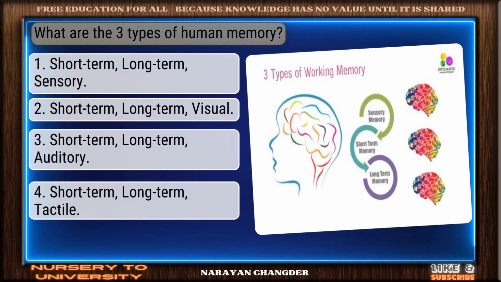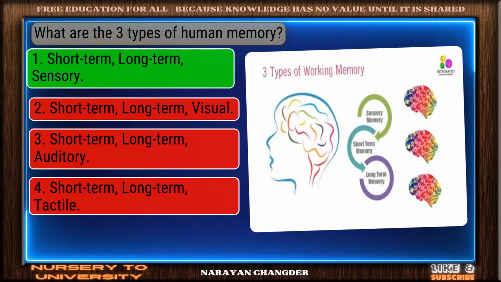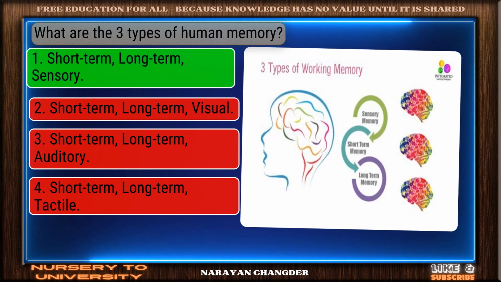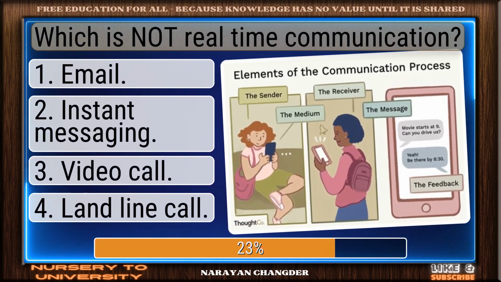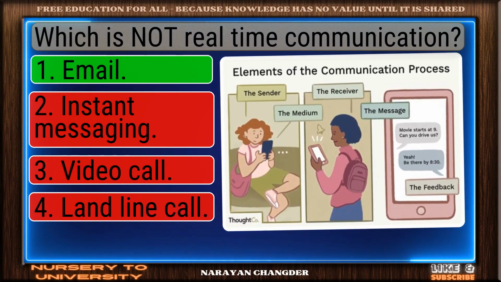What are the 3 types of human memory? Well done. Short-term, long-term, sensory is the right choice. Which is not real-time communication? Correct. Email is the right answer.